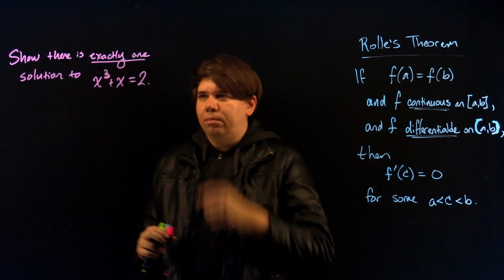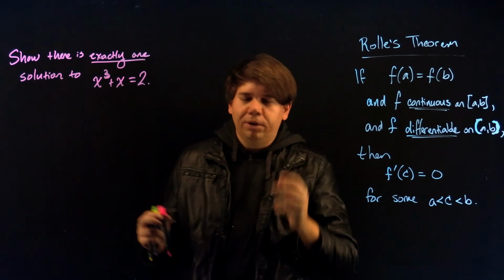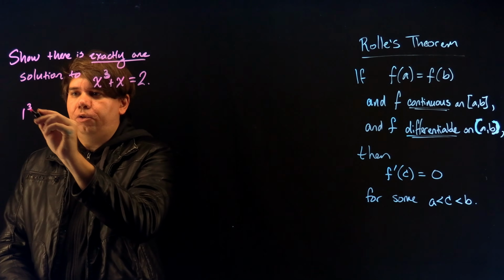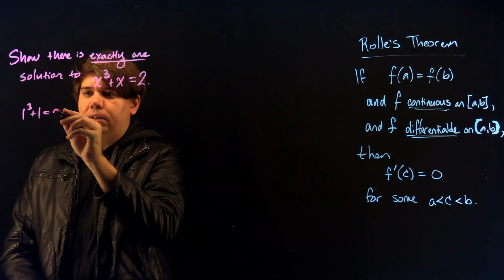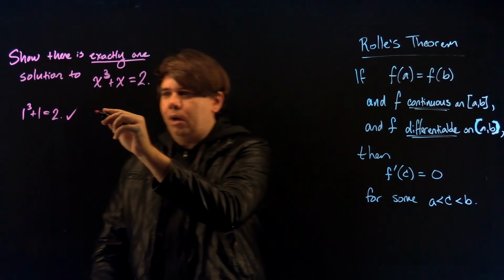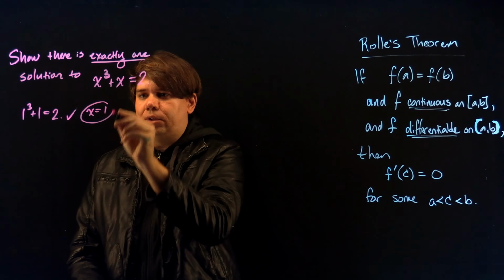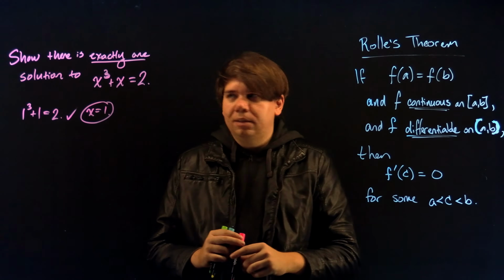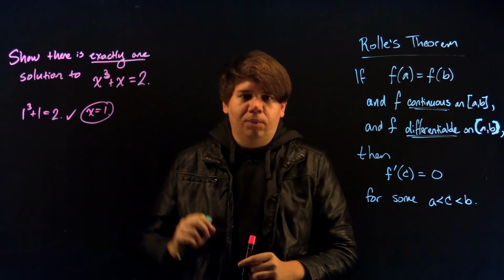Let me just try and plug in some values. 0 doesn't work, 0 plus 0 is 0. But try x equals 1. Sure enough, 1 cubed plus 1 is 2. There's a solution, right? Here's my solution. x equals 1 is a solution. And you're right, x equals 1 is a solution. Very good. But I want to show there's exactly one solution.